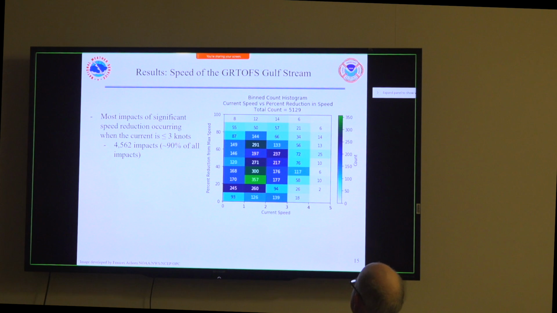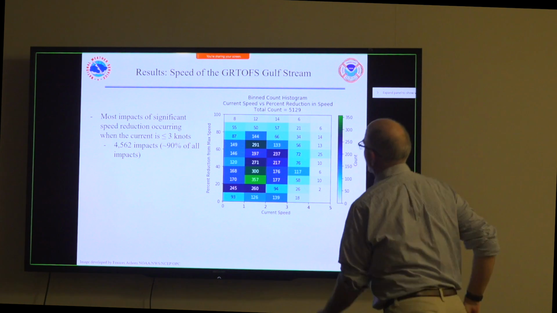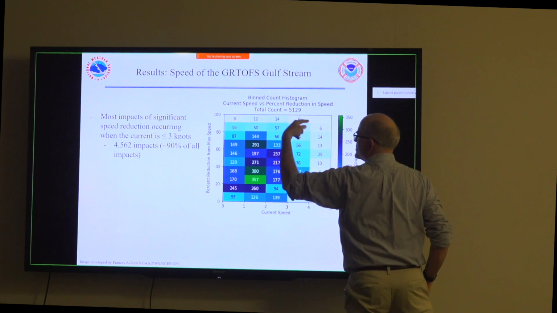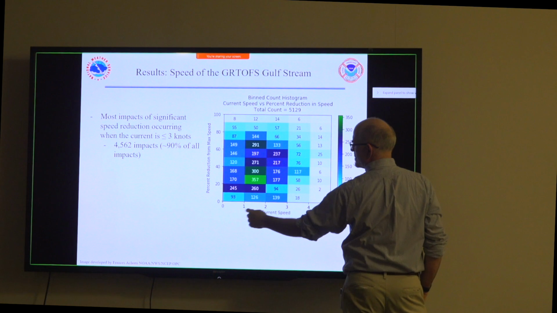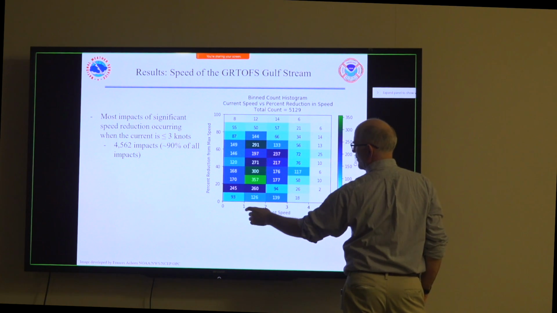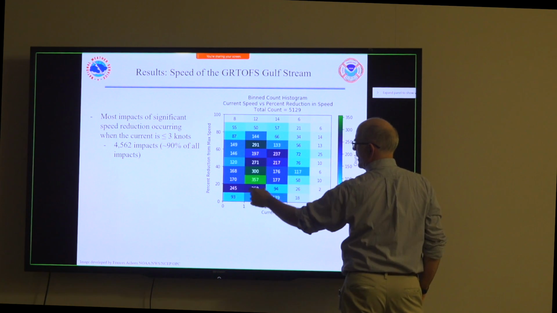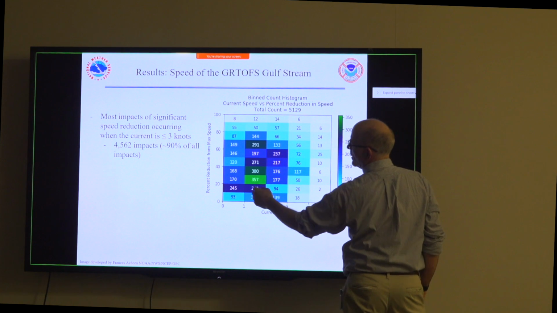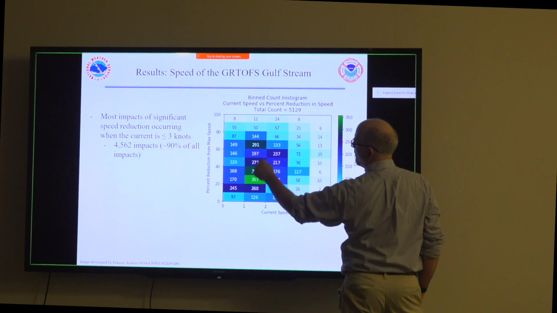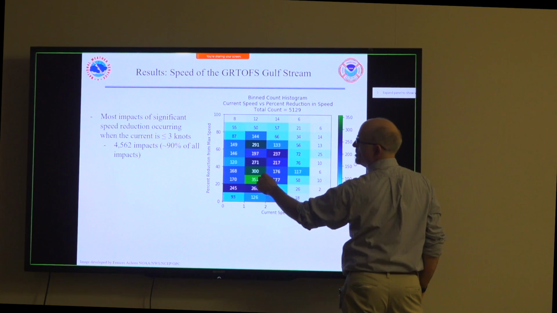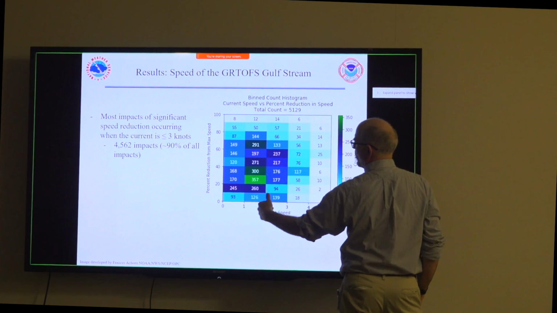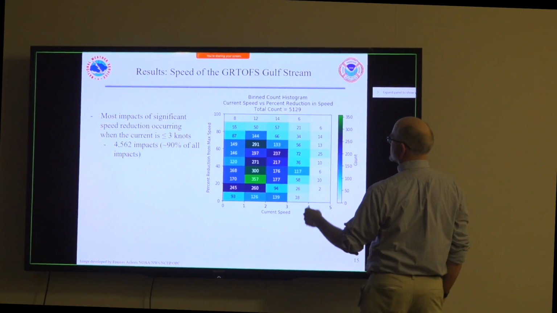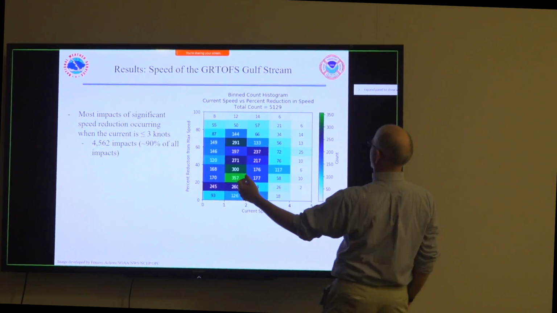This is the speed of GR tops relative to the impacts. So the percent reduction is increasing here up to 100. And so we're seeing basically a max. This is the current velocity versus, and basically this is just a count based on percentage of reduction in speed. So up to, basically the max is in here somewhere, 1 to 2 knots, yeah, it's just a count.